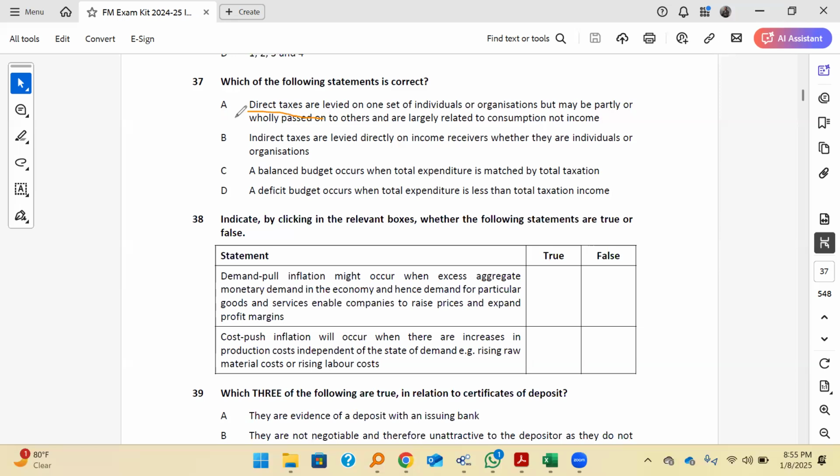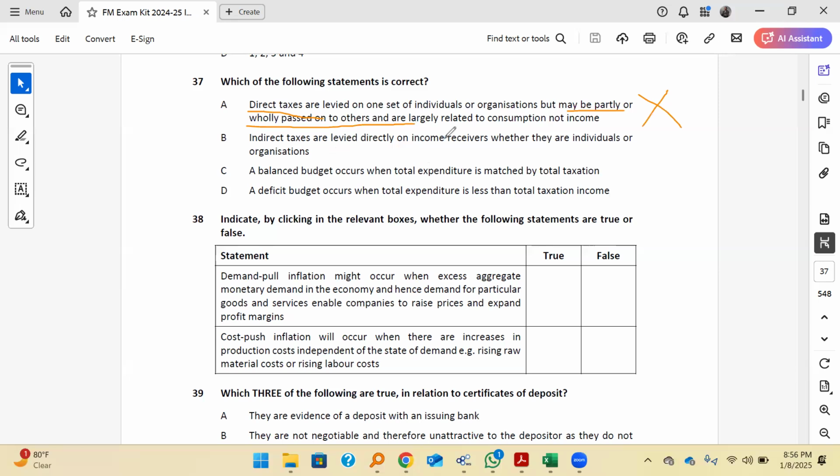Now, this one, I'm certain that Priska can answer it for us, given that it's to do with taxes. So direct taxes, if we go to it, are levied on one set of individuals, organizations, but may be partly or wholly passed on to others. And this is not correct, okay? Because direct taxes actually cannot be passed on. That is what indirect taxes are. So like VAT.